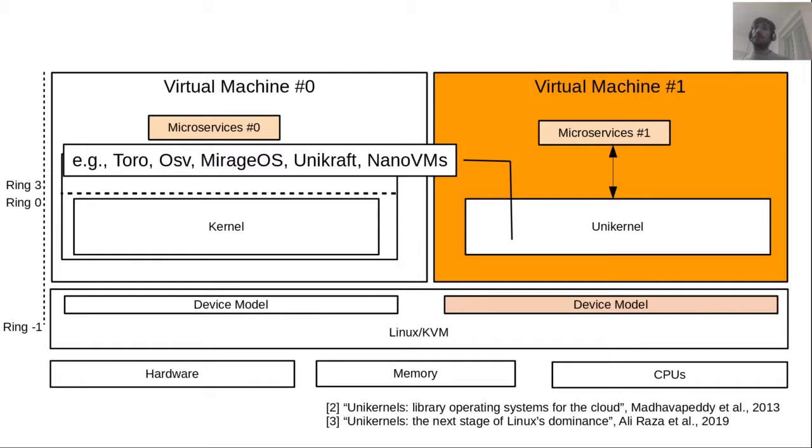To reduce the complexity of a general purpose OS and the number of resources that a VM requires for a dedicated task, some approaches propose the use of a unikernel to host microservices. A unikernel is when you compile the kernel with the user application. Currently, there are different unikernels which are used in different scenarios, like Toro, OSv, MirageOS, Unikraft, NanoVMs, and so on.